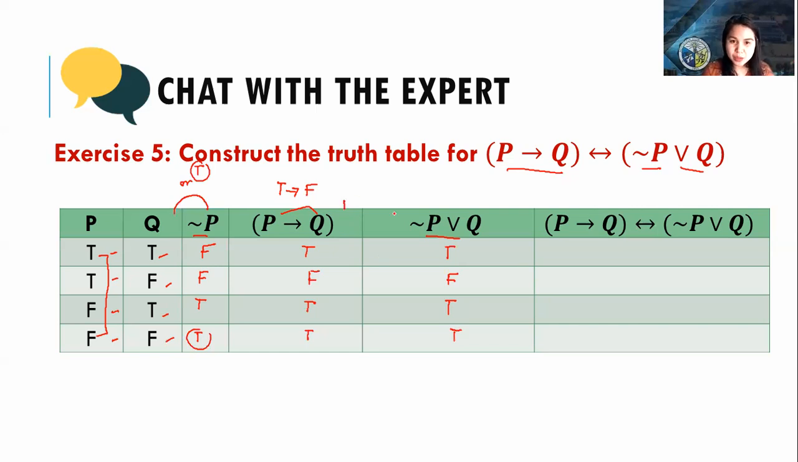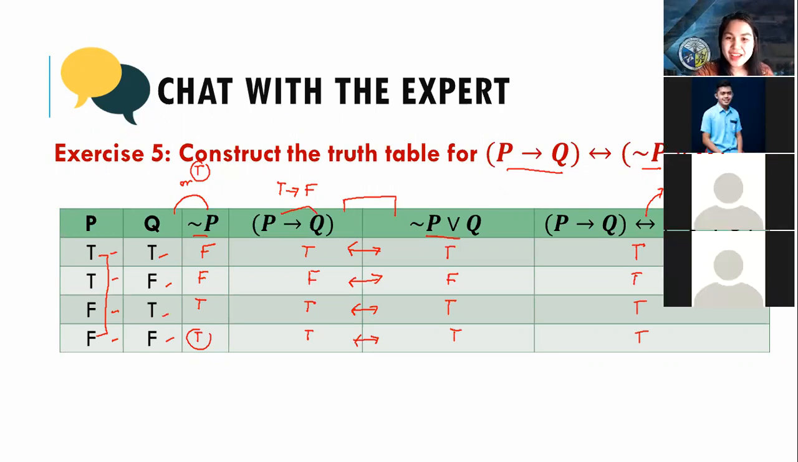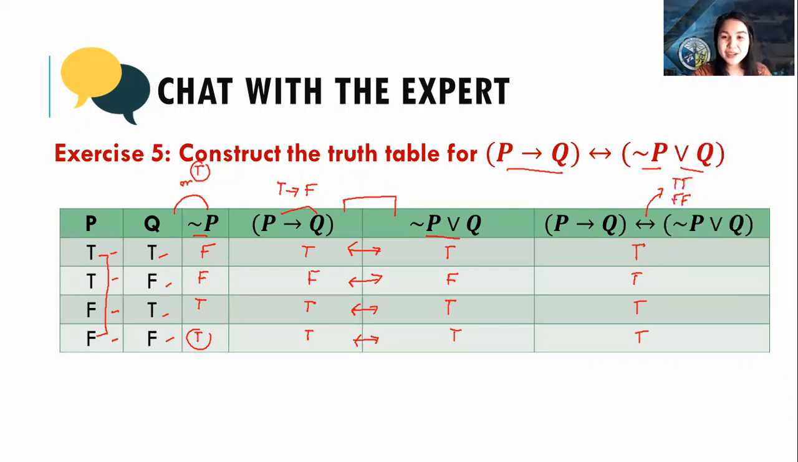Next, the last one. This one and this one in biconditional. Remember the rule in biconditional? Both must be true or both must be false to get a true value. Both are true, true. Both are false, true. Both are true, true. Both are true, true. Very good. That's it. So, do you have any other questions? No questions? I hope you're learning.